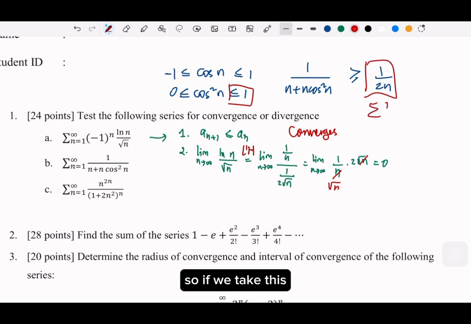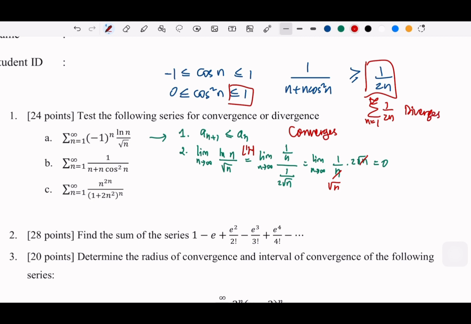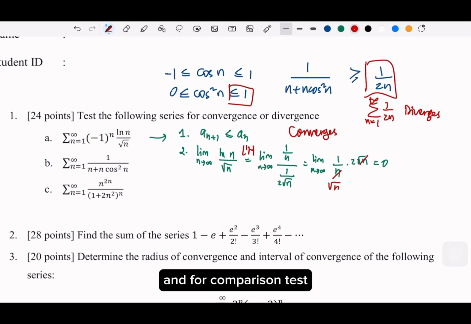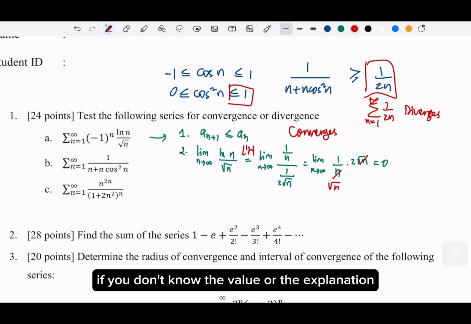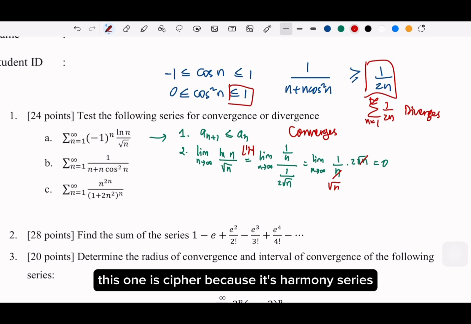So if we take this from 1 to infinity, this is going to diverge, right? Okay? And for the comparison test, if you don't know the value or the estimation for the one that you want to compare, then I don't think any series will work. So first you need to know this one diverges because it's the harmonic series. Okay?